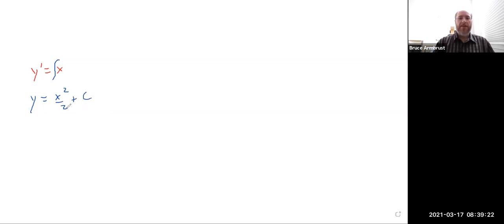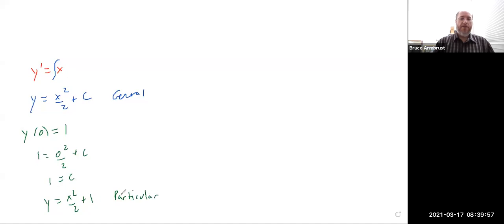So just think about what these are going to look like. This is our general form, but for our particular form, we'll just substitute values in for c. So this is general. But let's say I gave you an initial condition, and I said that y of 0 was equal to 1. We just go ahead and plug in the 0 for x, the 1 for y. That allows us to solve for c. And so this guy would be a particular solution to the initial value problem where y of 0 is equal to 1.